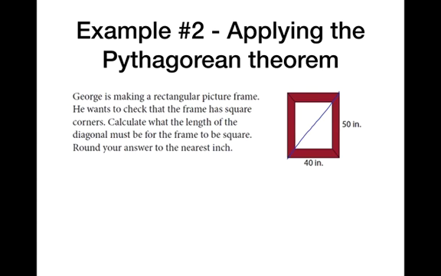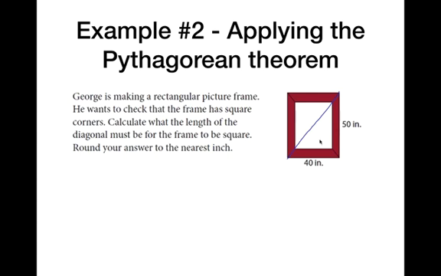Calculate what the length of the diagonal must be for the frame to be square. Round your answer to the nearest inch, okay? So again, if you're trying to make it a squared shape with square corners, you need to make sure that when you cut through the diagonal and create these two separate triangles, this length will meet Pythagorean theorem standards, right?